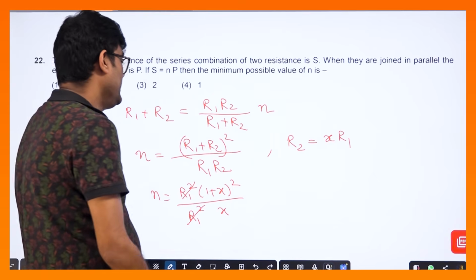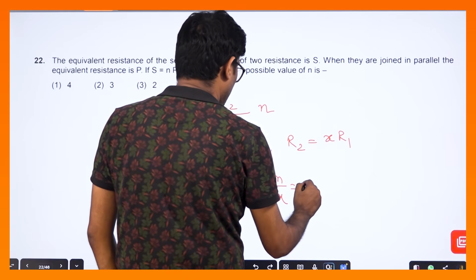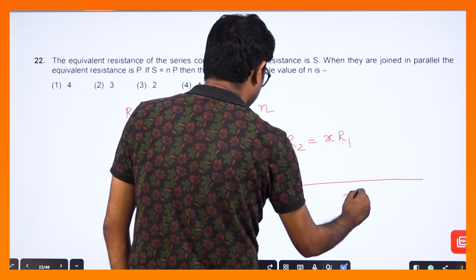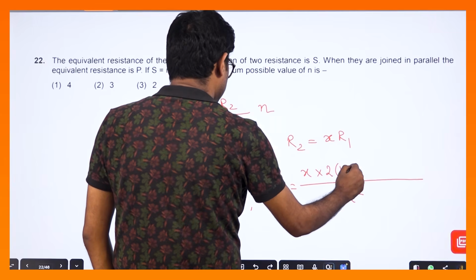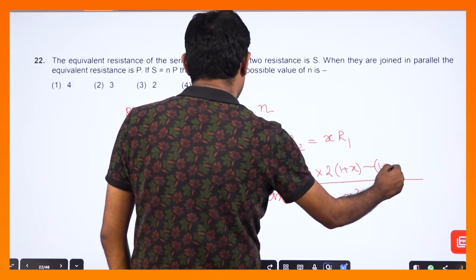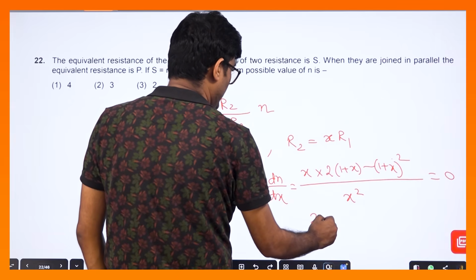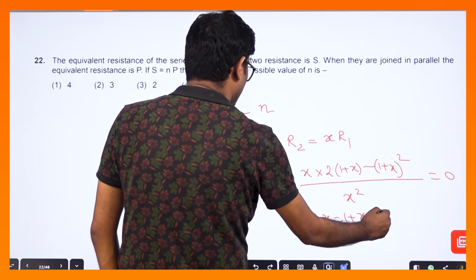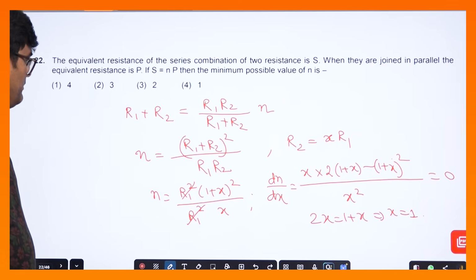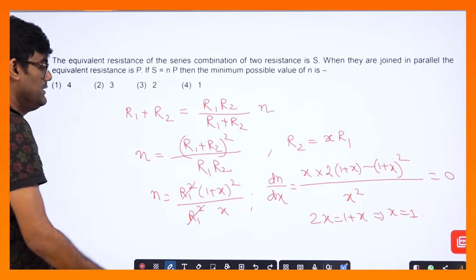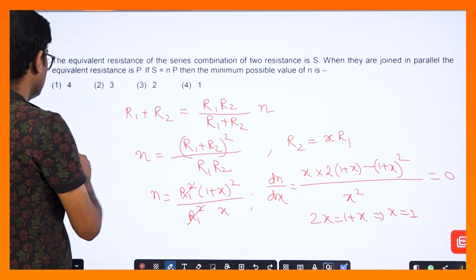What I can do is dn by dx equal to 0. If I make it 0, then the denominator is x square, numerator is x into twice 1 plus x minus 1 plus x whole square, that is equal to 0. So 1 plus x will get cancelled out. So 2x equal to 1 plus x. So the value of x equal to 1. I knew that this value is generally the same. So x equal to 1 means 2 square. So the answer is 4.